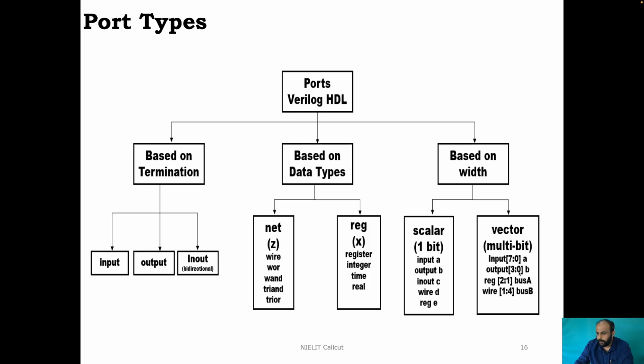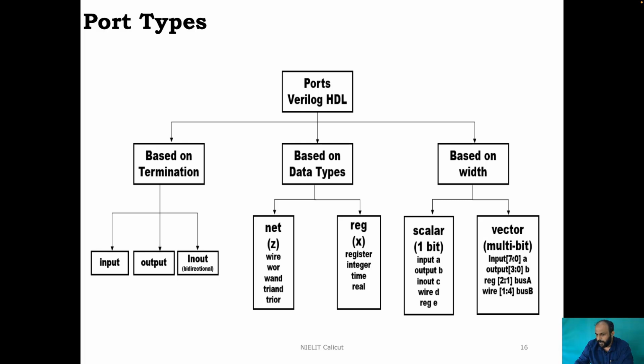Similarly, the port B is an output port which can accommodate 4 bits of information. Bus A is another port of type register and it can accommodate 2 bits of information. Bus B is another port which can accommodate 4 bits of information. Okay, so when you are specifying a vector, you can specify it in little endian manner or big endian manner.